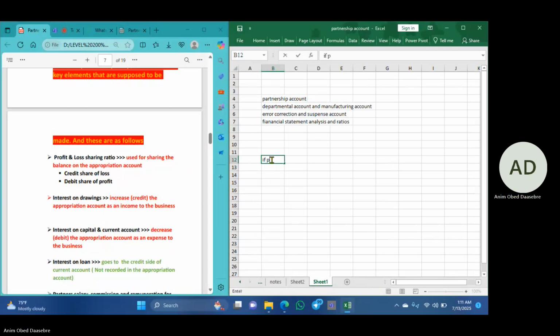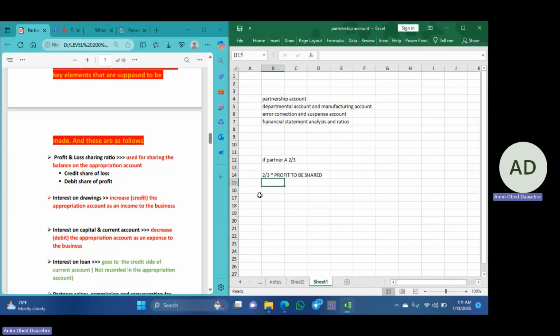So if partner A's ratio is 2/3, this is how we are going to share the profits. So 2/3 times the profit to be shared.